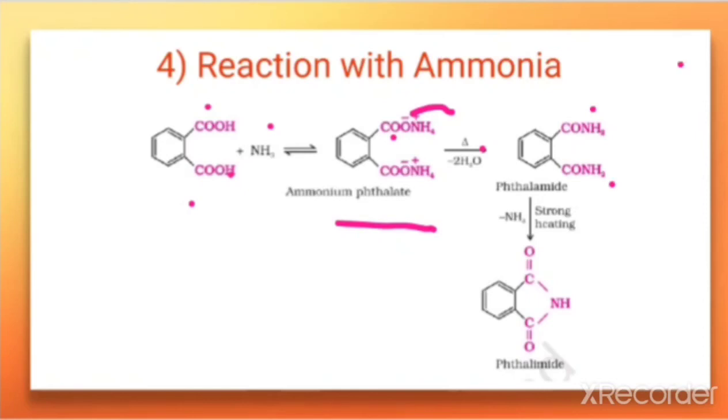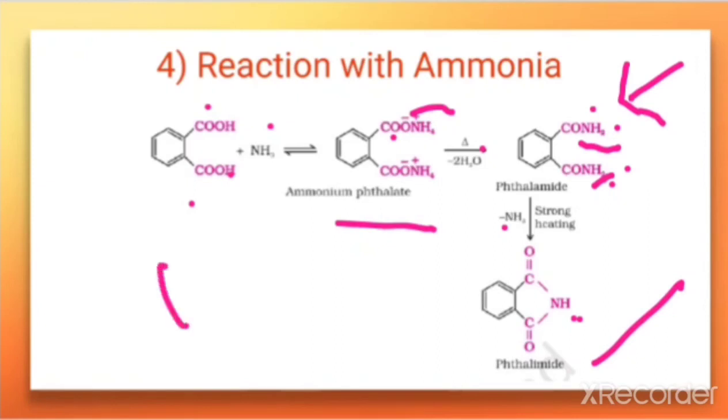Now this is called phthalimide, and ammonia is removed from here. How is it removed? In strong heating ammonia gets removed. That is, NH2 from here and one H from here is removed. That is, ammonia is removed. So that results in the formation of a linkage between these two carbons by NH. So here there is a formation of phthalimide. This is called phthalimide. So it is also one of the important reactions, that is the reaction of phthalic acid with ammonia.